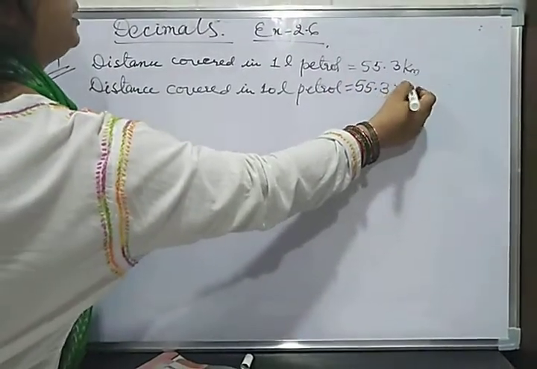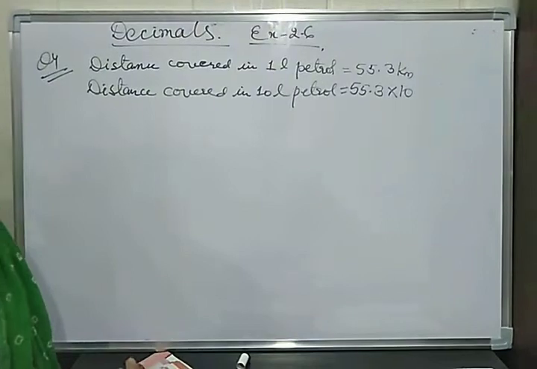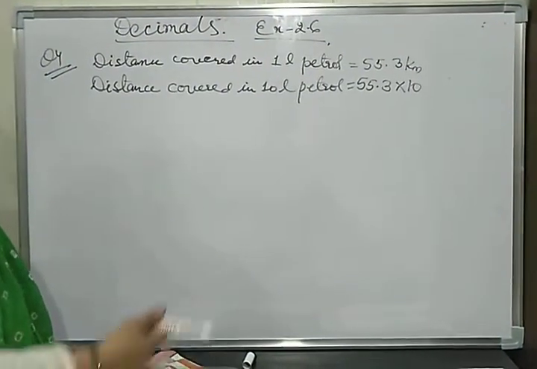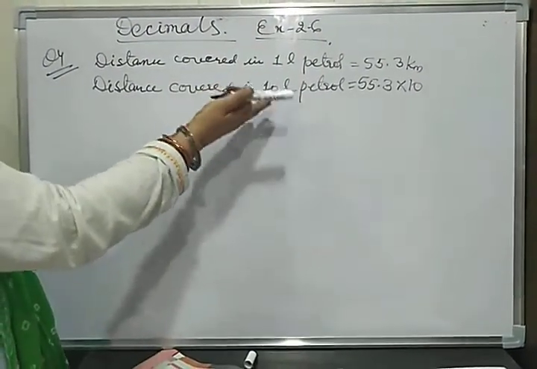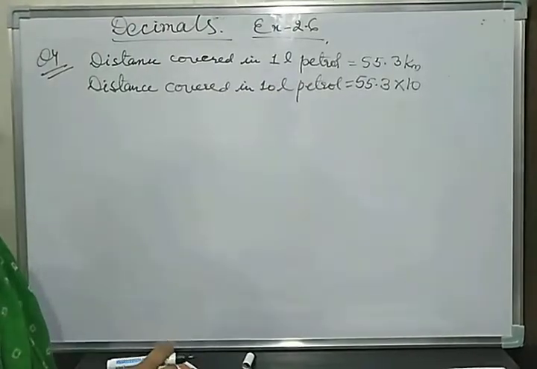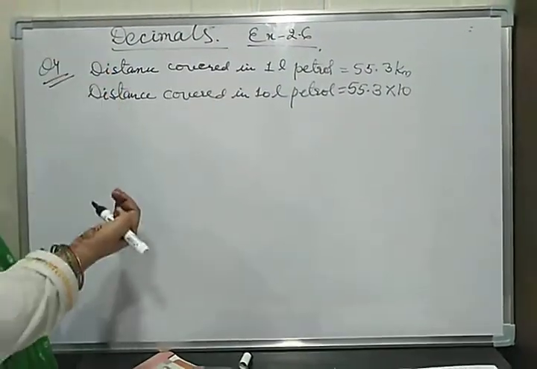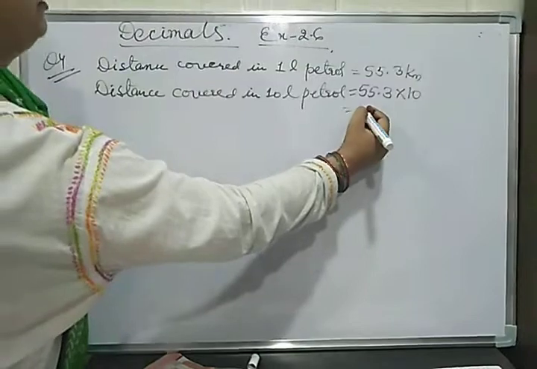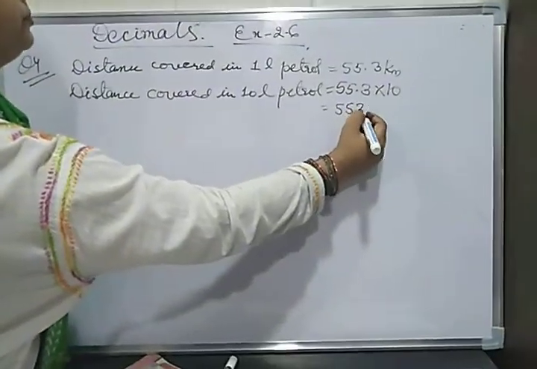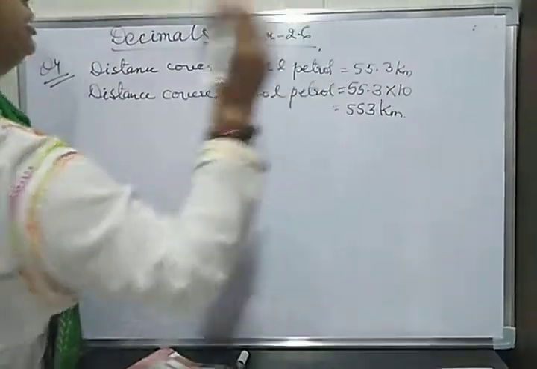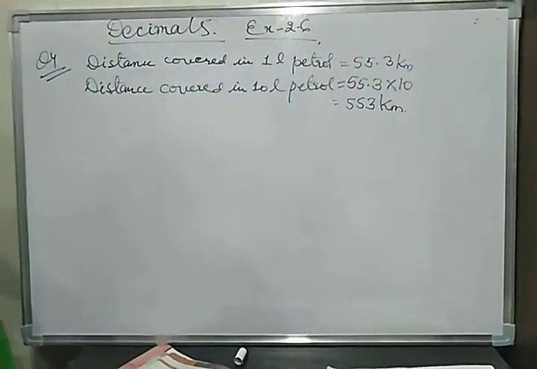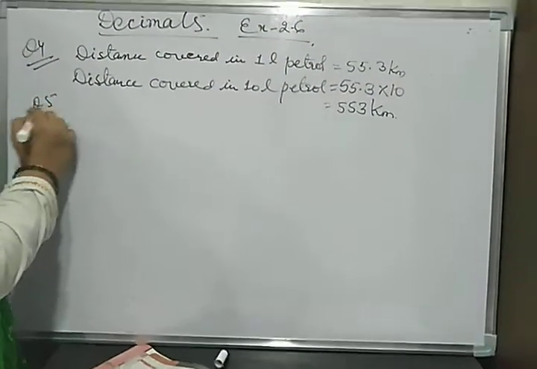55.3 multiplied by 10. Already you have studied the unitary method in 6th standard. If we have to find out the more quantity, for that we have to multiply, and if we have to find out the less quantity, then for that you have to divide. So the answer is 553 kilometers.